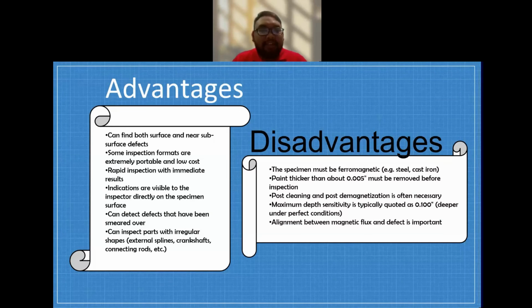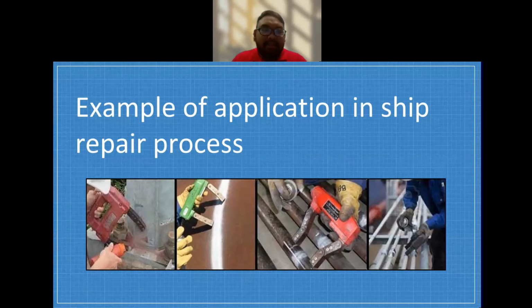There are advantages and disadvantages for MPT. The advantages are it can find both surface and near subsurface defects, and some inspection formats are extremely portable and low cost. For disadvantages, the specimen must be ferromagnetic, for example steel and cast iron. Post-cleaning and post-demagnetization is often necessary. This is an example of application in the ship repair process.